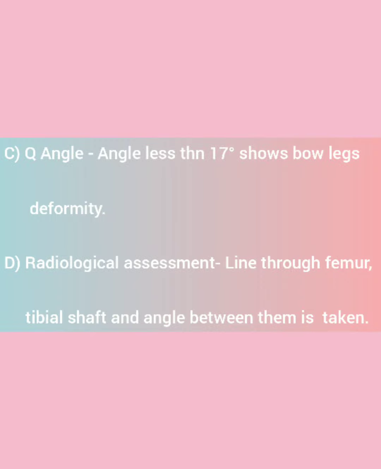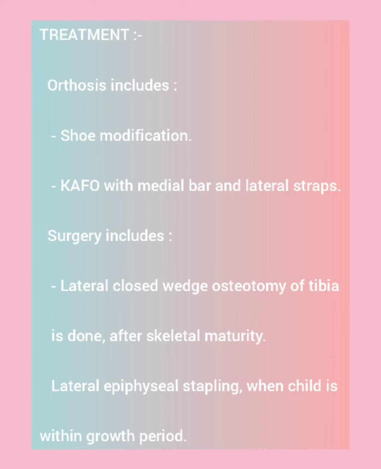The third point you will see is Q angle. An angle less than 17 degrees shows bow leg deformity. And the fourth and last is radiological assessment. A line will be drawn through the femur and tibial shaft and the angle between them is taken, which will show you the deformity.